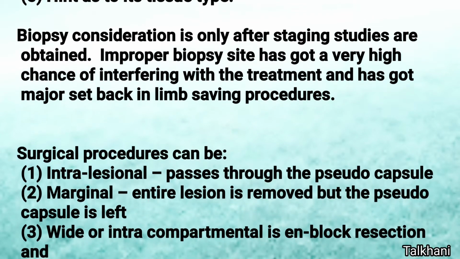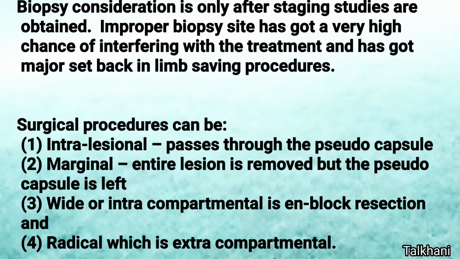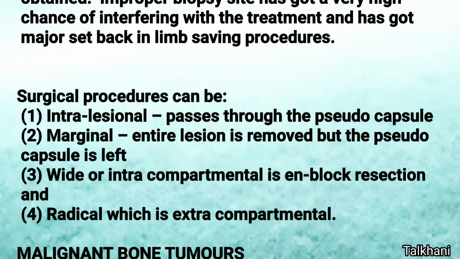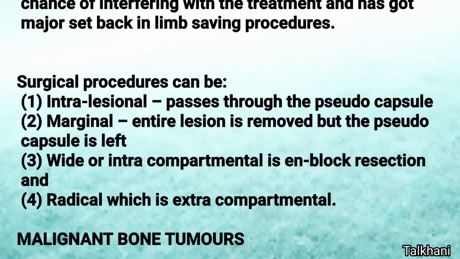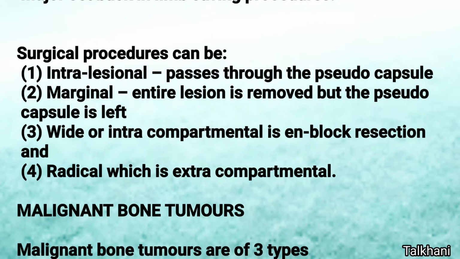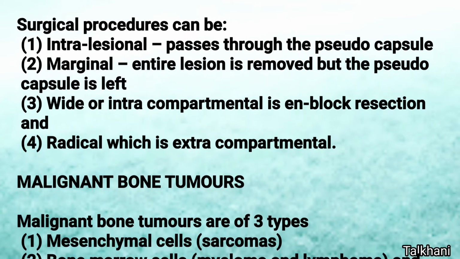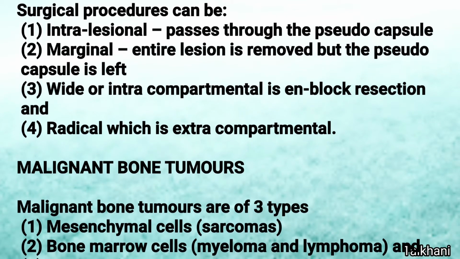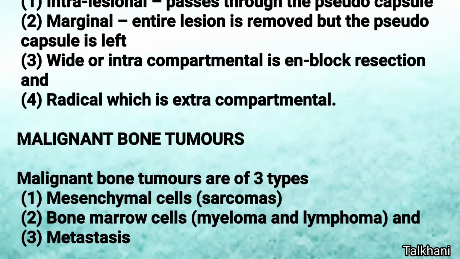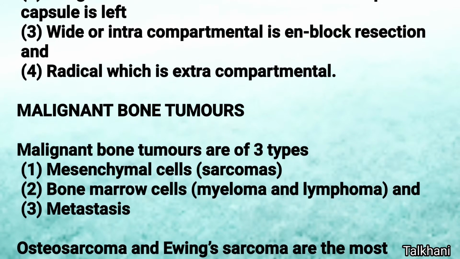Surgical procedures can be: number 1, intralesional, where the dissection goes through the pseudocapsule. Number 2, marginal, where the entire lesion is removed but the pseudocapsule is left behind. Number 3, wide or intracompartmental, is an en-bloc resection. And number 4, radical resection is an extracompartmental resection. The same principles of surgical clearance apply to amputation as well.